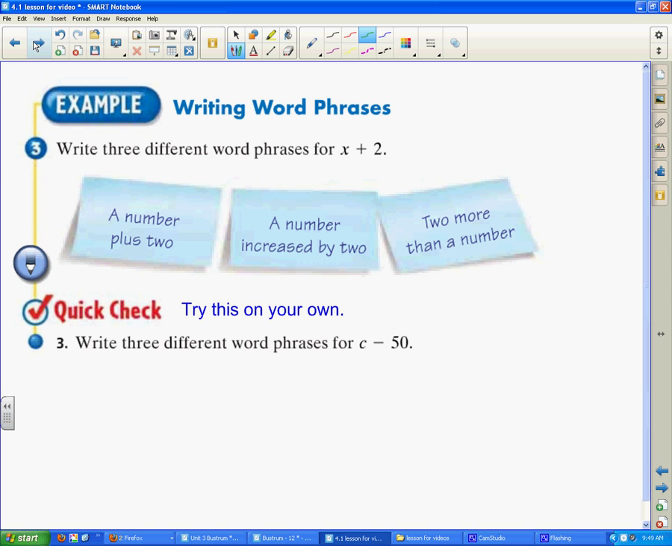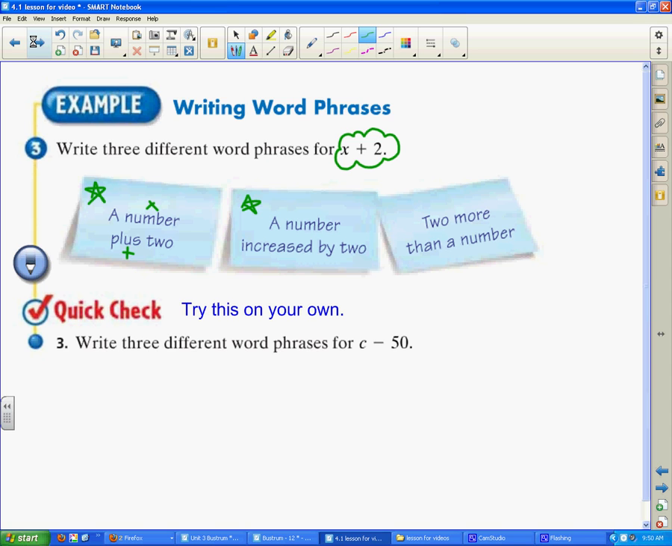Here are some examples for writing word phrases. We have to write 3 different word phrases for X plus 2. And here are 3 that we could write. A number plus 2, and this number stands for the variable X, and we have plus, and then the number 2.